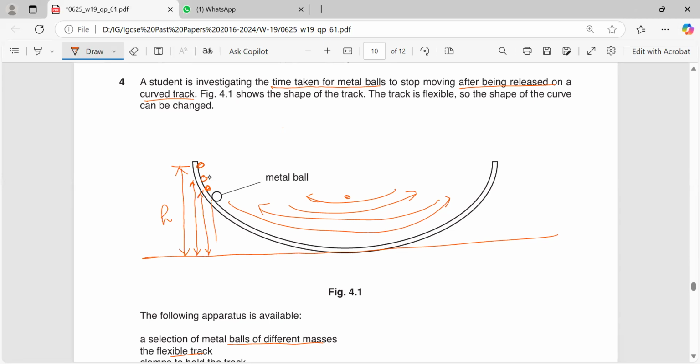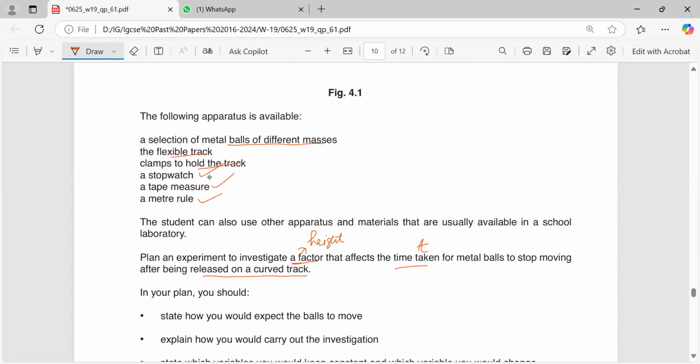Then like this. So as the heights change, different heights will be there. So the time taken for this ball to come to rest will be different. So my dear friends, height is the independent variable, because this is changed by us. Time taken is the dependent variable, because it will depend on height.